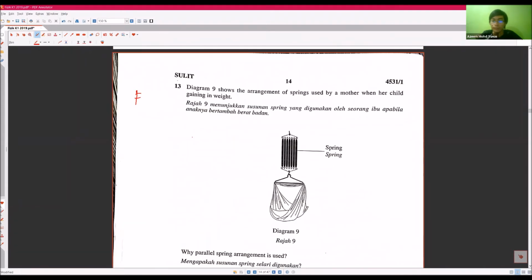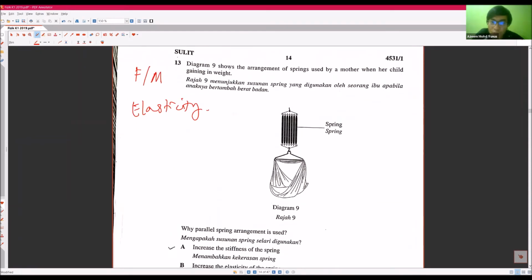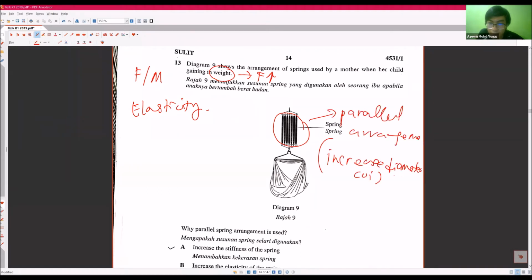Diagram 9 shows the arrangement of spring used by a mother when her child is gaining in weight. So gaining in weight means increasing force. So the spring should be stiffer, but in this case, the mother adds more springs in a parallel arrangement. Basically, what we do for a parallel arrangement is we increase the diameter of the coil. So that's what we do actually.